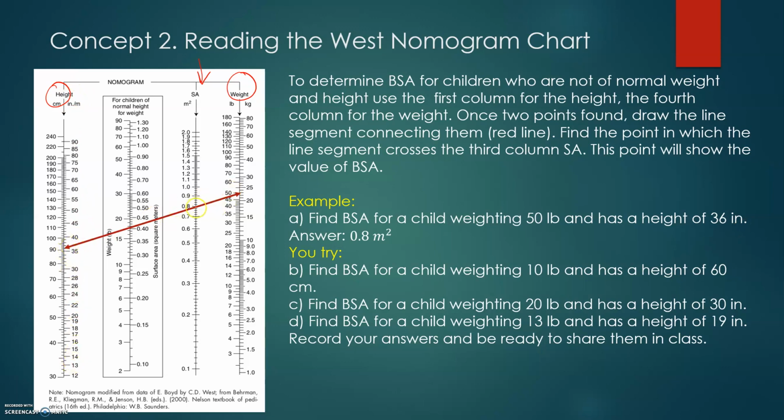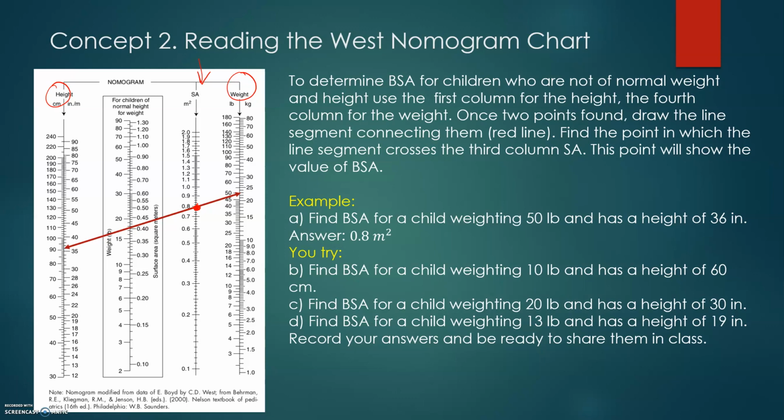Connect them and you will see that we have the point which crosses the surface area at 0.8. That will be exactly BSA. Now you can try to do a couple of examples and record them.